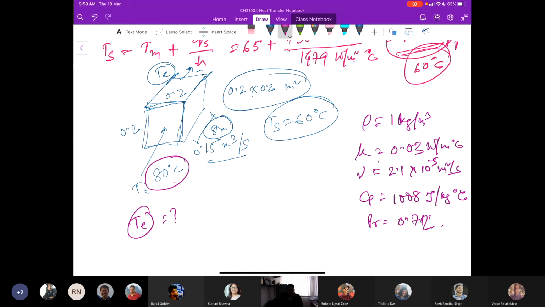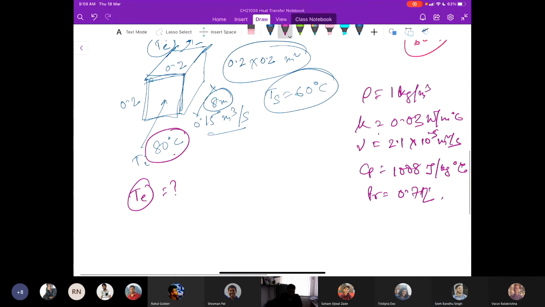And then you apply that, for the exit temperature, the exponential decay. If you remember the graph where you have minus hA_s by m dot Cp in the exponential. So we apply that equation.